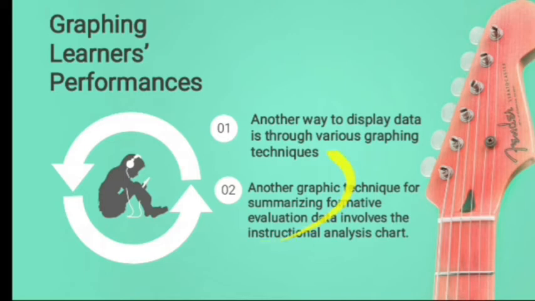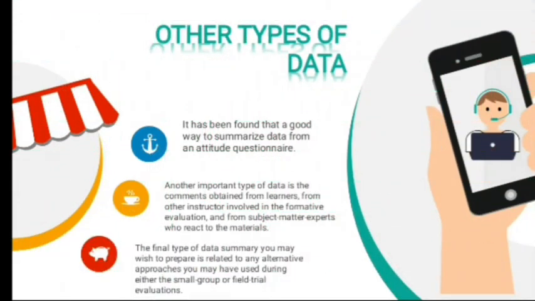And next, another graphing technique for summarizing formative evaluation data involves the instructional analysis chart. This procedure requires the determination of the average pre-test and post-test performance of learners participating in the formative evaluations on each of the skills indicated on the instructional analysis chart. That covers graphing learners' performances. And next, other types of data.